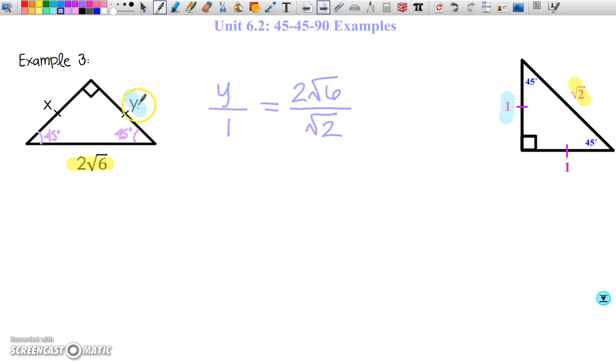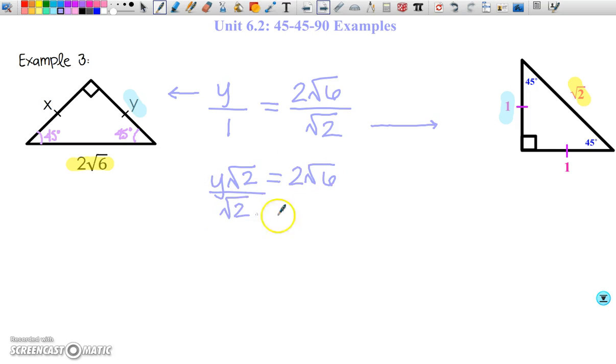Now remember, you want to keep it consistent, so on top I have this triangle, and on the bottom I've got this triangle. So keep it consistent. So do your cross multiplying. So y times the square root of 2 equals 2 times the square root of 6.